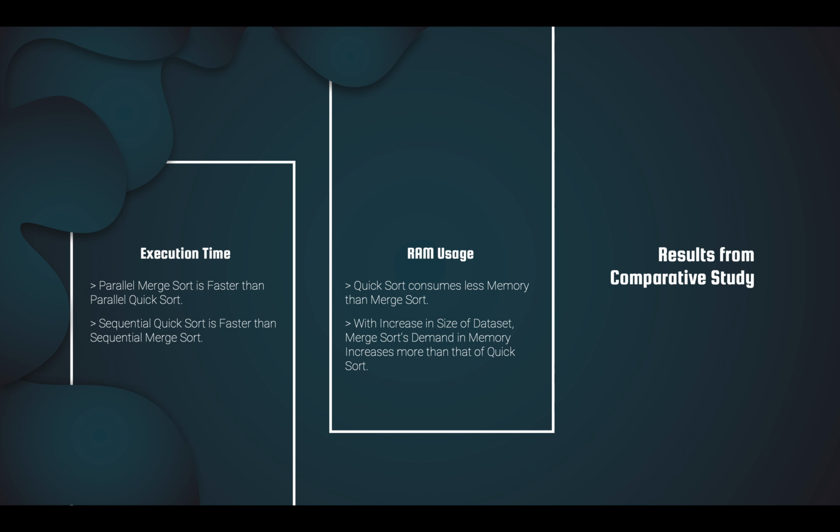Let's compare the two algorithms, merge sort and quicksort, based on the results that we found from our comparative study. In terms of execution time, parallel merge sort is much faster than parallel quicksort, but sequential quicksort is much faster than sequential merge sort. As far as RAM usage is concerned, quicksort consumes less memory than merge sort, but with increase in the size of the dataset, merge sort's requirement increases much more than the requirement of quicksort.